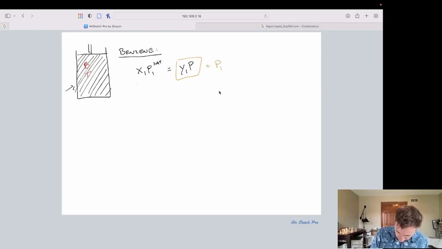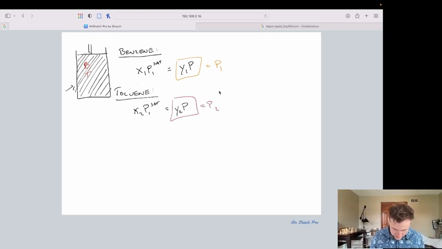Partial pressure of benzene. Now, with toluene, it's going to be the same exact concept. It has its own pure component vapor pressure with respect to toluene's chemical properties. And that itself is also going to be putting its own partial pressure on the system. Which leads us to talking about the concept of bubble point.